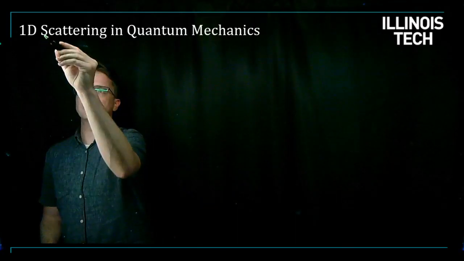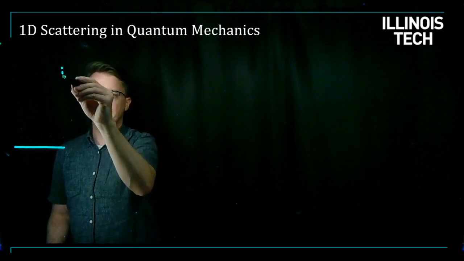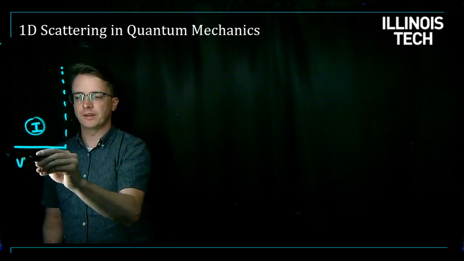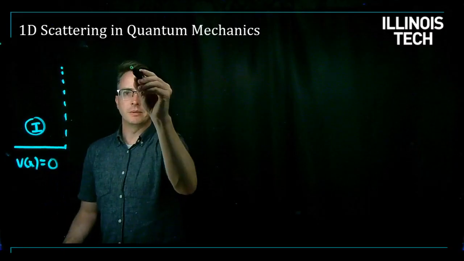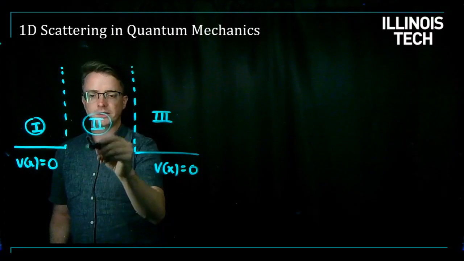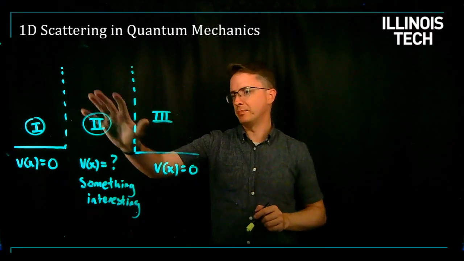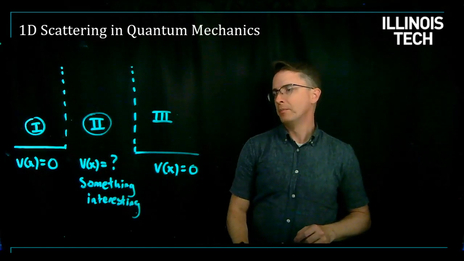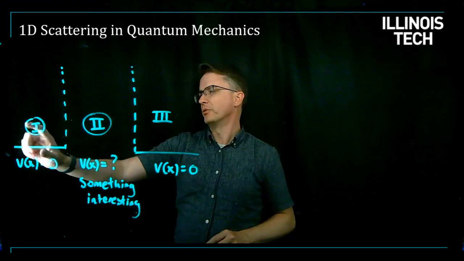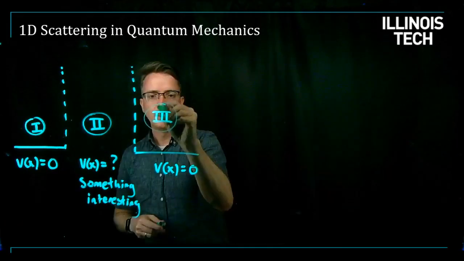So let's talk about some general considerations here. This is going to be my potential, and I'm going to divide it into three regions. This is going to be region 1. In this region, V of x is equal to 0, and then there's going to be some region over here, and then there's going to be something in the middle where V is equal to something interesting. The details of the problem are going to depend on what the interesting thing is. But I'm going to assume that if I go far enough away from whatever's happening here, I'm going to get to a region where there's basically no forces, no potential over here, and no forces, no potential over here.